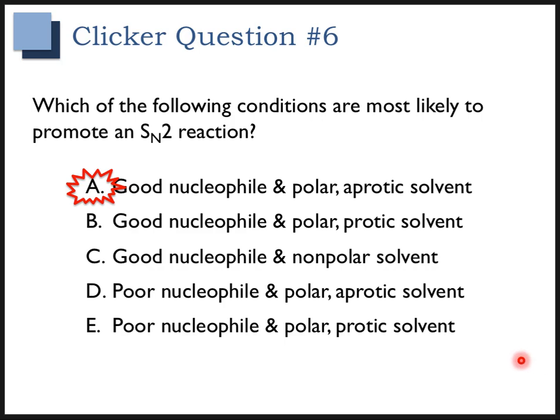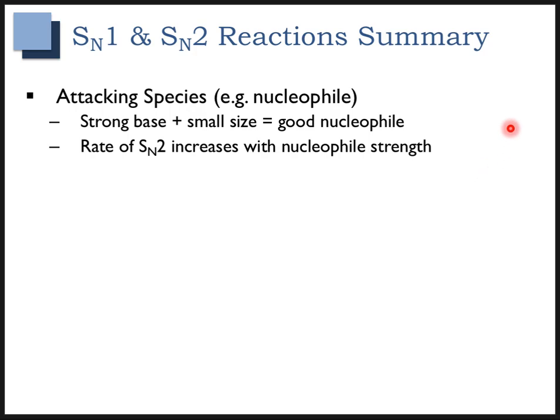So hopefully you were able to identify that SN2 reactions are going to be best if you have a good nucleophile and a polar aprotic solvent. Polar protic solvents are going to promote SN1, and also poorer nucleophiles are going to promote SN1 reactions. So this brings us to our SN1 and SN2 reaction summary.